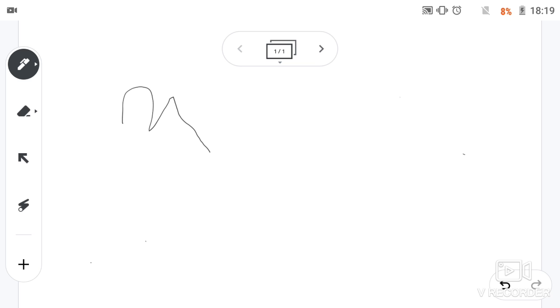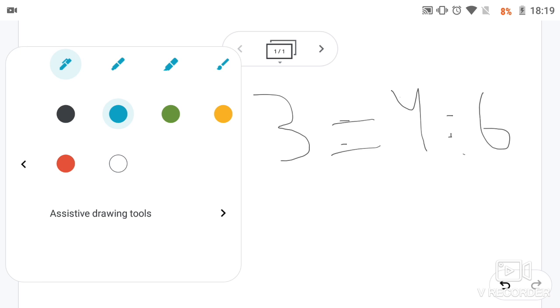Sorry for the writing, because it's really hard to write on the Jamboard. x ratio 3, this is a ratio, okay? x ratio 3 is equal to 4 ratio 6. Now I'll try to write it clean.